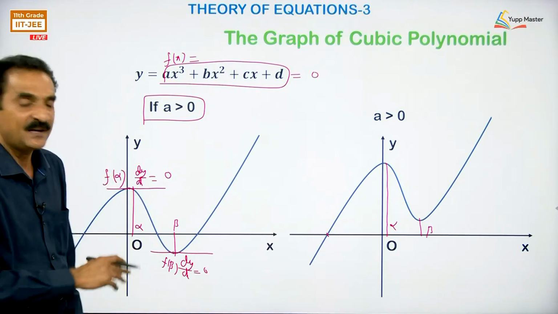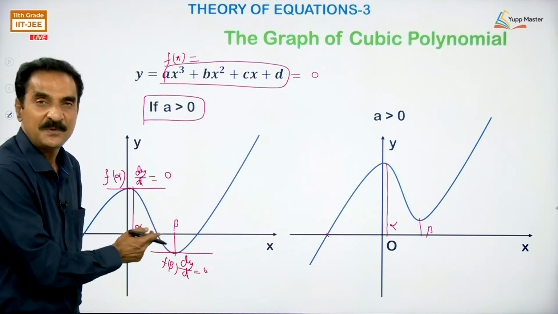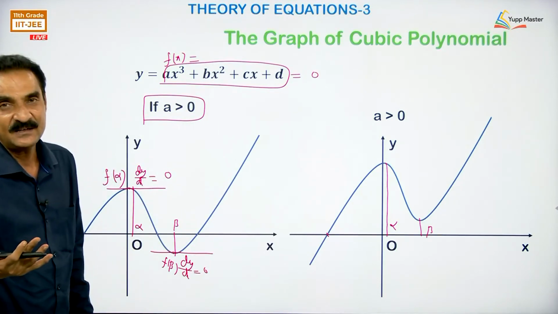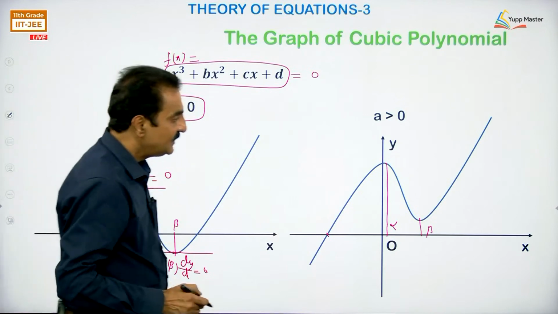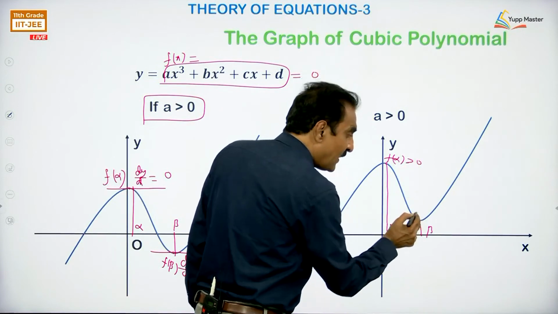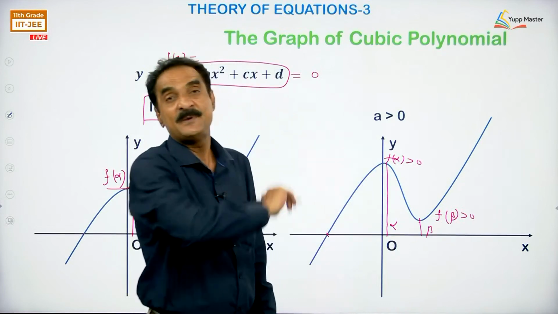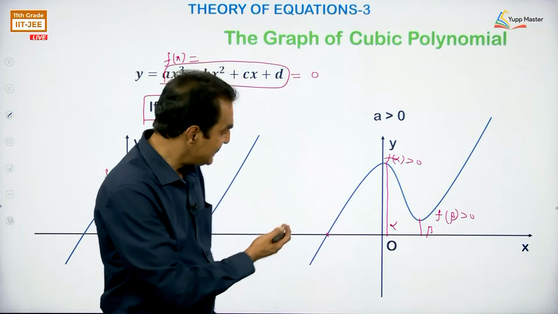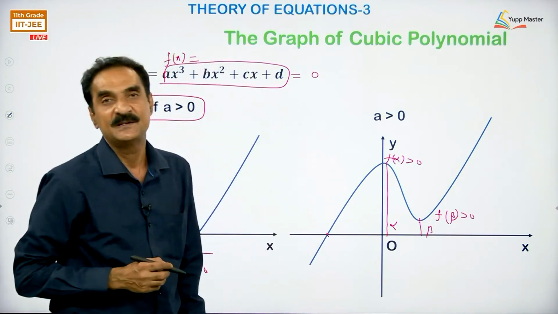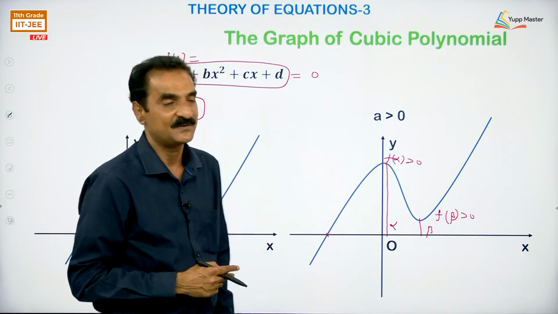In this situation, you can clearly notice that f of alpha is positive, f of beta is negative. What does it mean? The graph cuts the x-axis at 3 distinct points, then you will get 3 distinct real roots. In this case, f of alpha is positive, f of beta is also positive. Both maximum and minimum are above the x-axis only. Then the graph is like this, then clearly it intersects the x-axis at only one point.